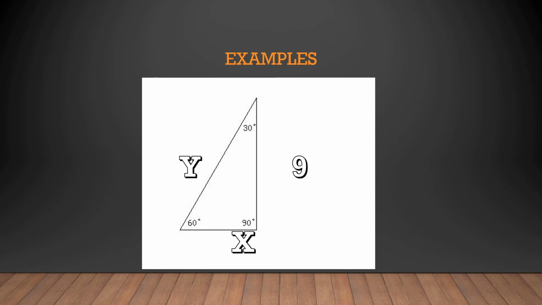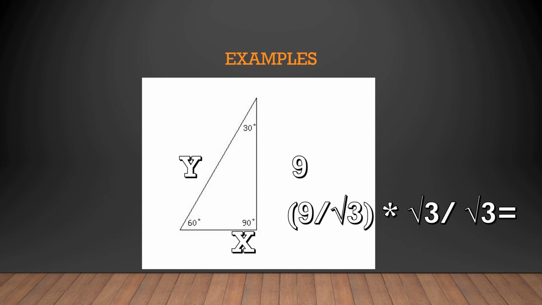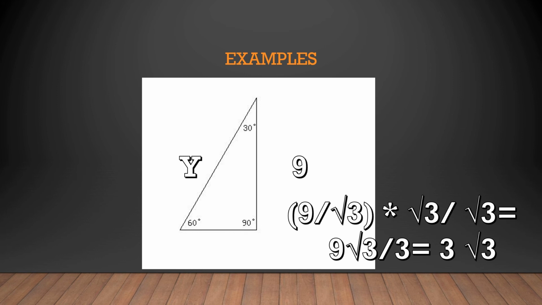Or another example would be if you're given this triangle with the long leg of 9. So you would take the long leg of 9 and divide it by the square root of 3. And since that is also a fraction with the radical on the bottom, you would have to change it with the inverse. So you would multiply by square root of 3 divided by square root of 3, which would equal 9 square root of 3 divided by 3, which is also equal to 3 square root of 3. So that would be for x.